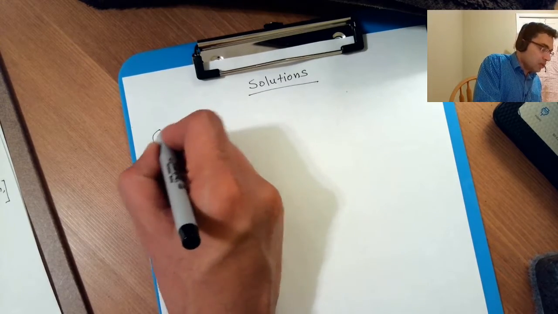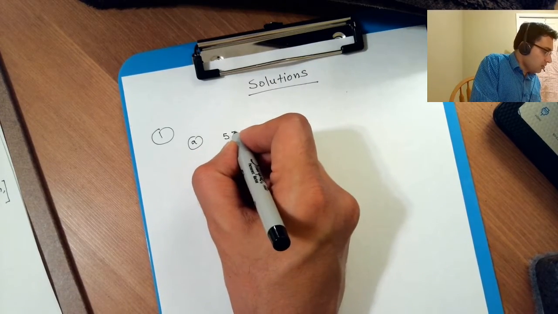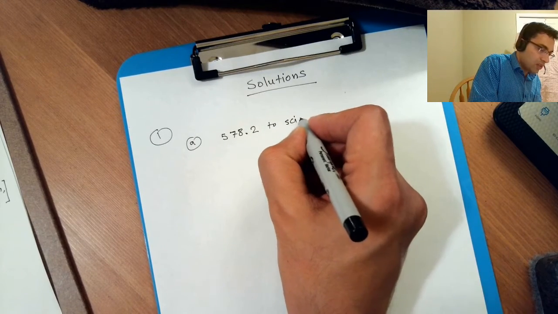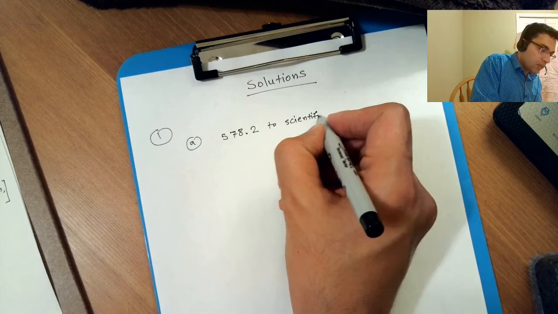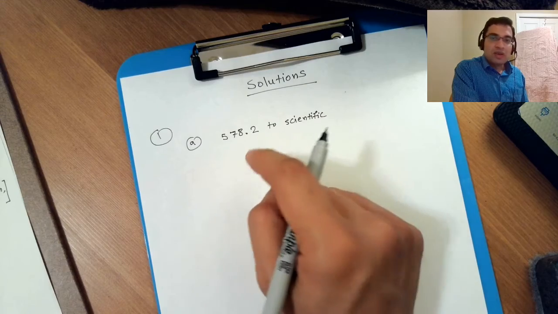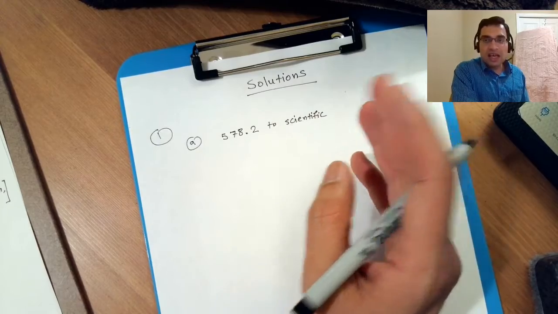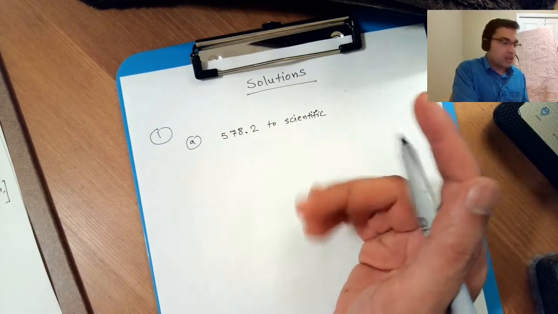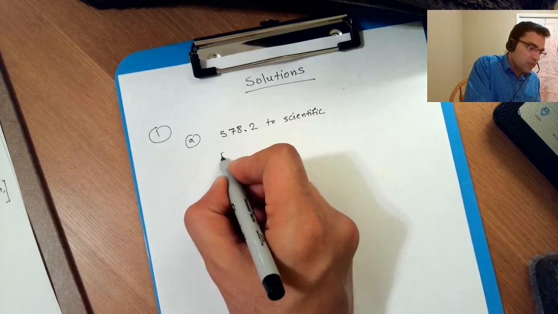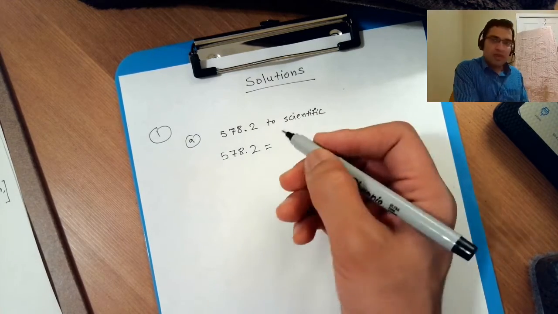Okay, so the first problem here is convert 578.2 to scientific, meaning write it in a scientific format. Remember what I just said. To convert something to a scientific format, you have to make that number between 1 and less than 10, and then multiply it by a power of 10. So how would you do this? How would you change this number such that it's between 1 and 10?